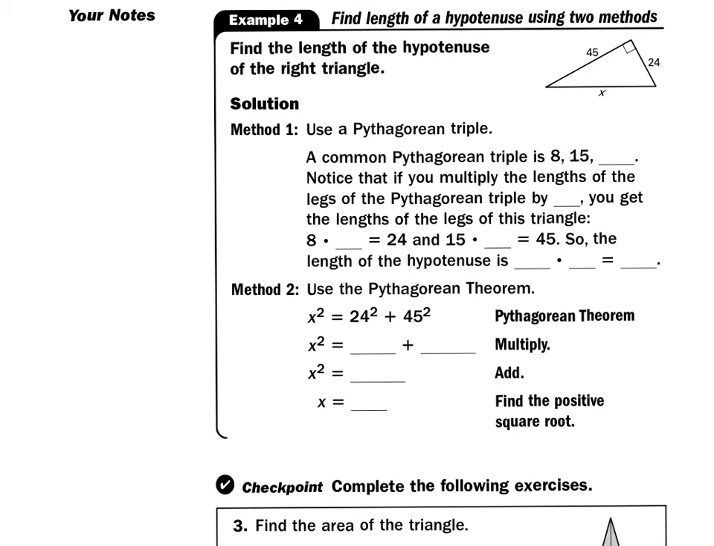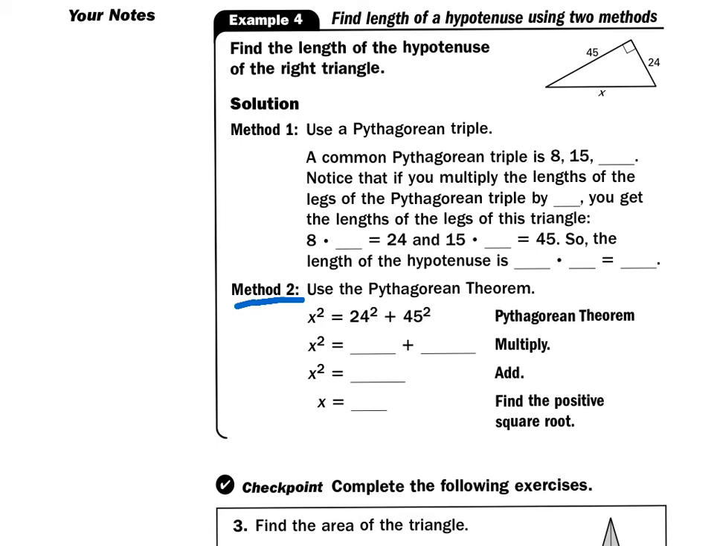Okay, it says example 4. Find the length of the hypotenuse of the right triangle. And you can use the Pythagorean triple. Now, like I said, I don't really have all these memorized, so I go ahead and use method 2. And you can do that if you want to also.